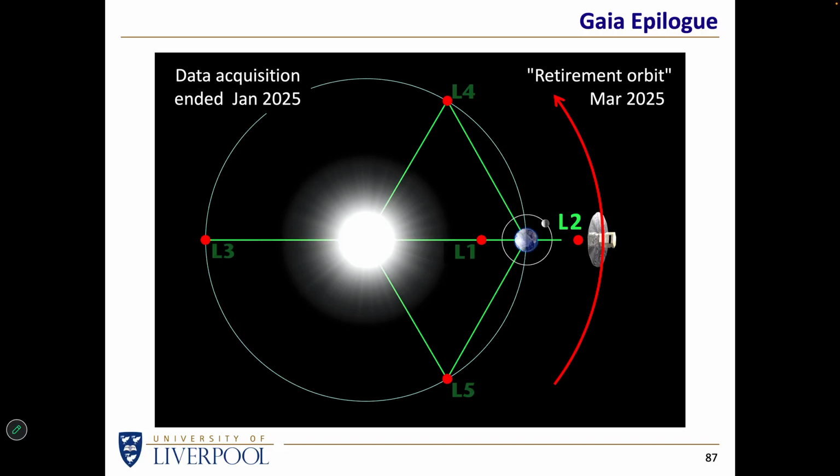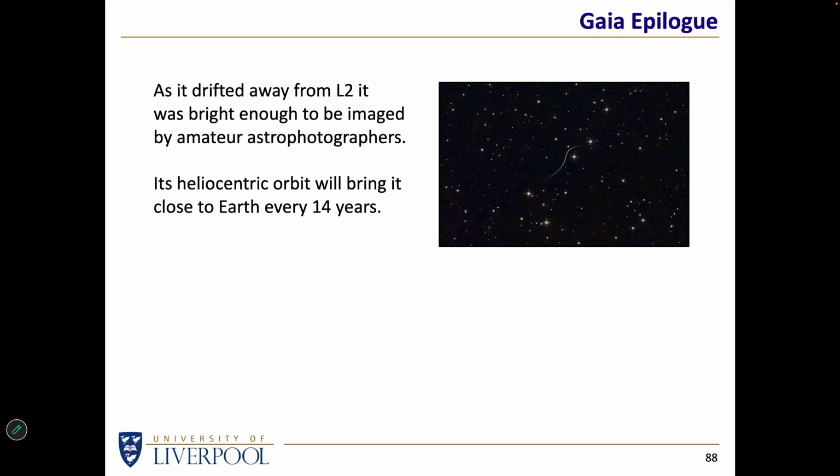Once you've pushed it beyond L2, it will simply continue to go around the sun. It's no longer at the Lagrange point. It will no longer stay put. It will then orbit the sun. It might come back again eventually because it's orbiting the sun with a particular period. But basically, once you pushed it away from L2, it's effectively dead.